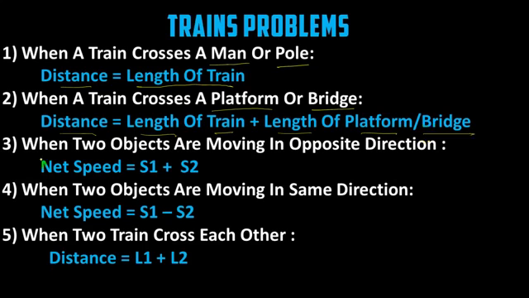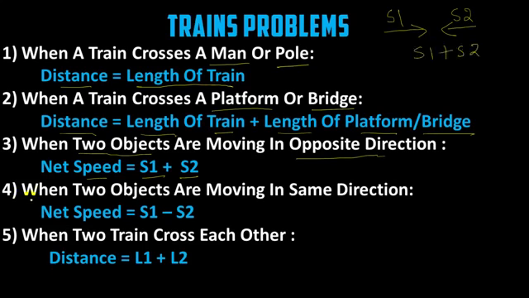Now third point is when two objects are moving in opposite direction, then their net speed will be s1 plus s2. Say for example, a train is moving towards right with the speed s1 and other train is moving toward left with the speed s2. So their net speed will be s1 plus s2.